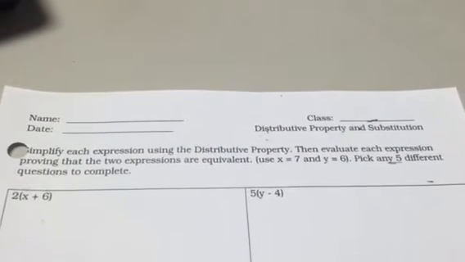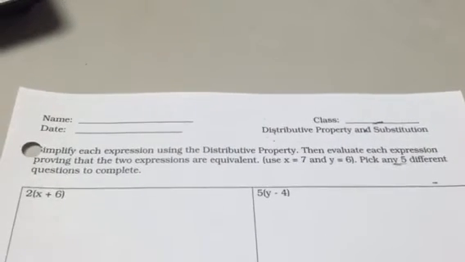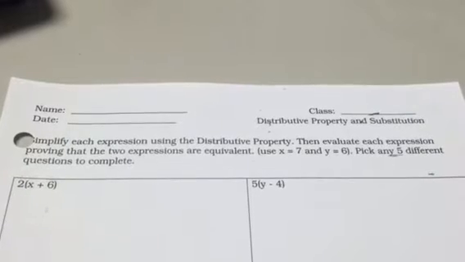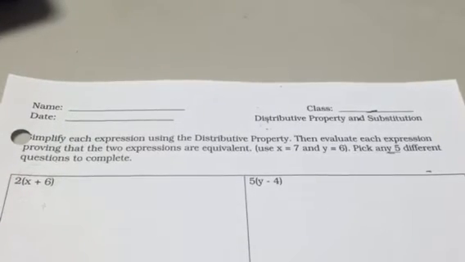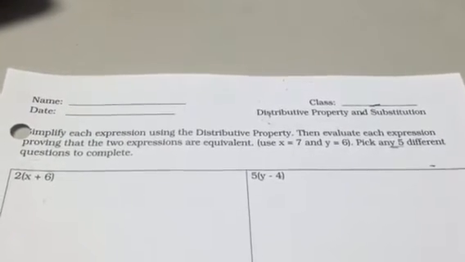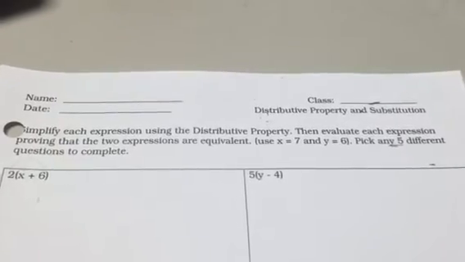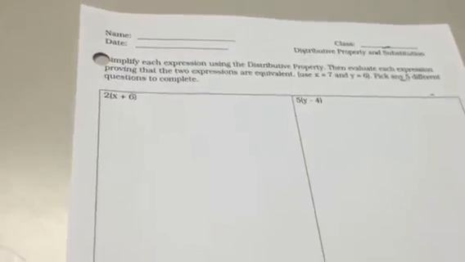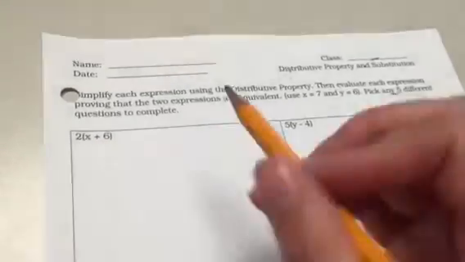Okay, so this is the distributive property and substitution homework. It says simplify using the distributive property, then evaluate each expression when x is 7 and y is 6. And we only have to pick 5 questions. So there's 8 on here, but you're only doing 5. So I'm going to show you the first one.